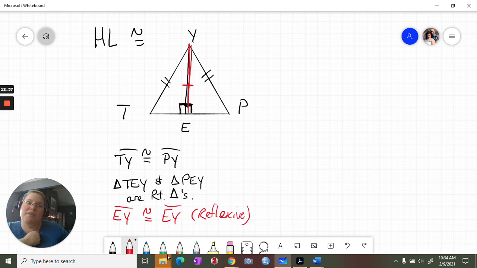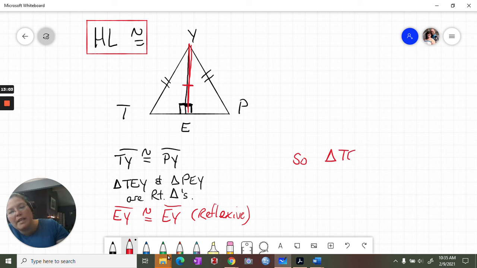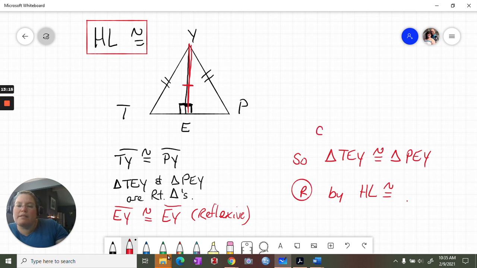And that spells a bad word, so we don't swear in geometry, so that's why we use hypotenuse leg. And the reason this works is because if I know two of three sides of a right triangle, I know the third side by the Pythagorean theorem. But I don't want to do the Pythagorean theorem every time, right? That's kind of a waste of time. So we are able to use hypotenuse leg. So triangle TEY is congruent to triangle PEY by hypotenuse leg. Okay, so that's my reason. This is my claim. This is my evidence.